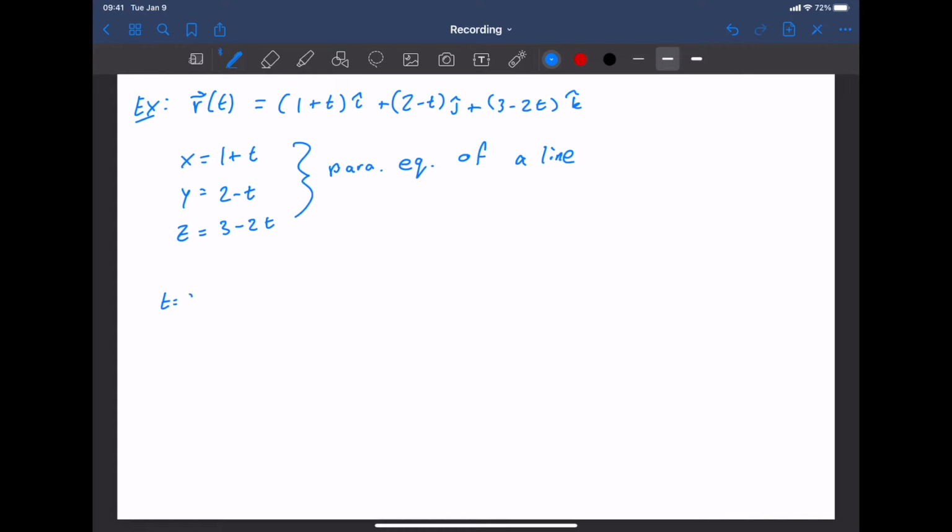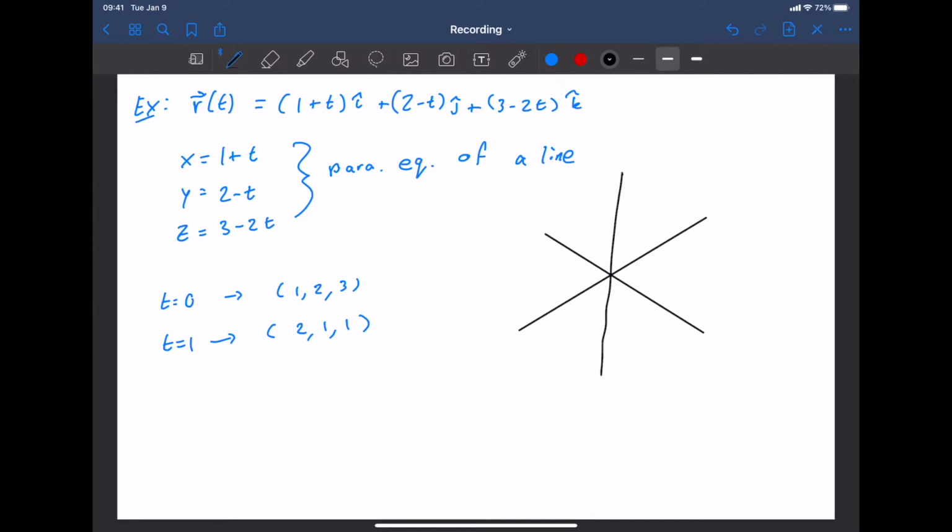We can get t equals 0 to get 1, 2, 3. T equals 1 produces the coordinate 2, 1, 1. And we can try to draw it in 3D space. Now, why wasn't I talking about a surface? Why didn't we have to eliminate the parameter? Because this is our standard function.